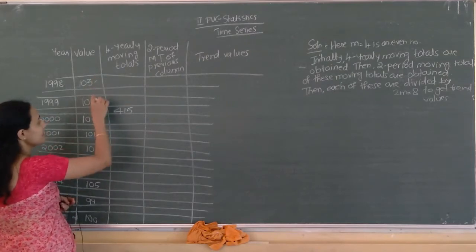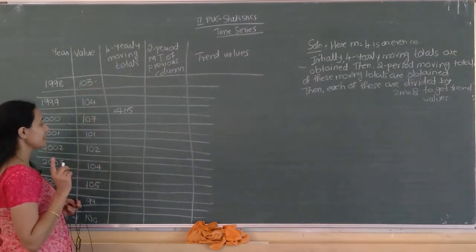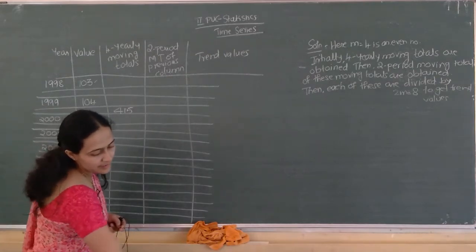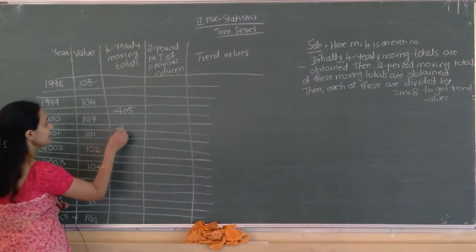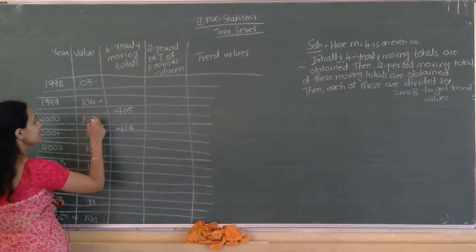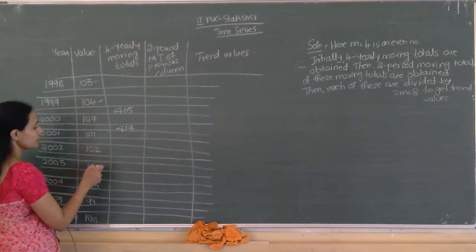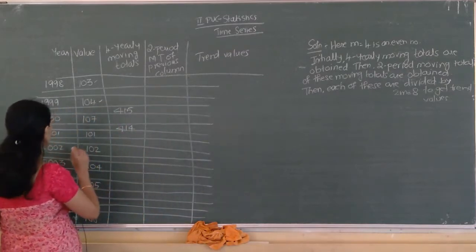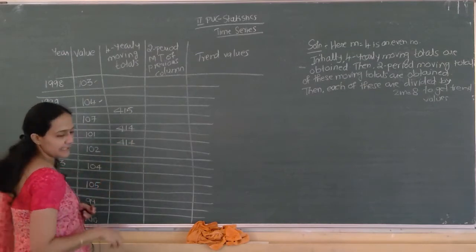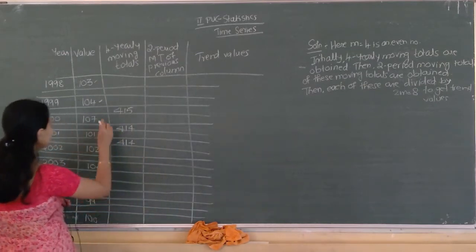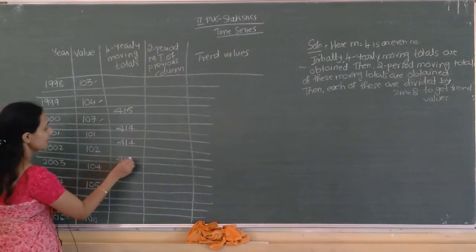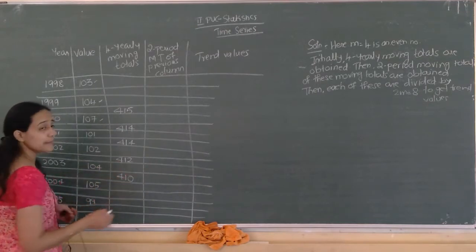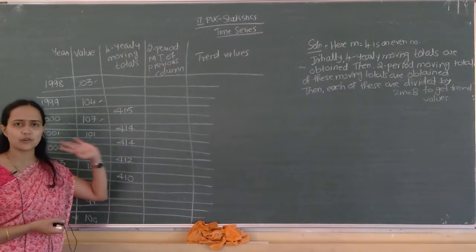Okay, next leave first one, next 4: 104 plus 107 plus 101 plus 102, right in the middlemost, that is 414. Here it comes 414. Next leave this one, next 4: 107 plus 101 plus 102 plus 104, that is again 414. Next 412. Next leave this one, next 4, it is 412. Next 410. Next here it is 410. Hope it is clear to you. Leave 1, next 4 total.